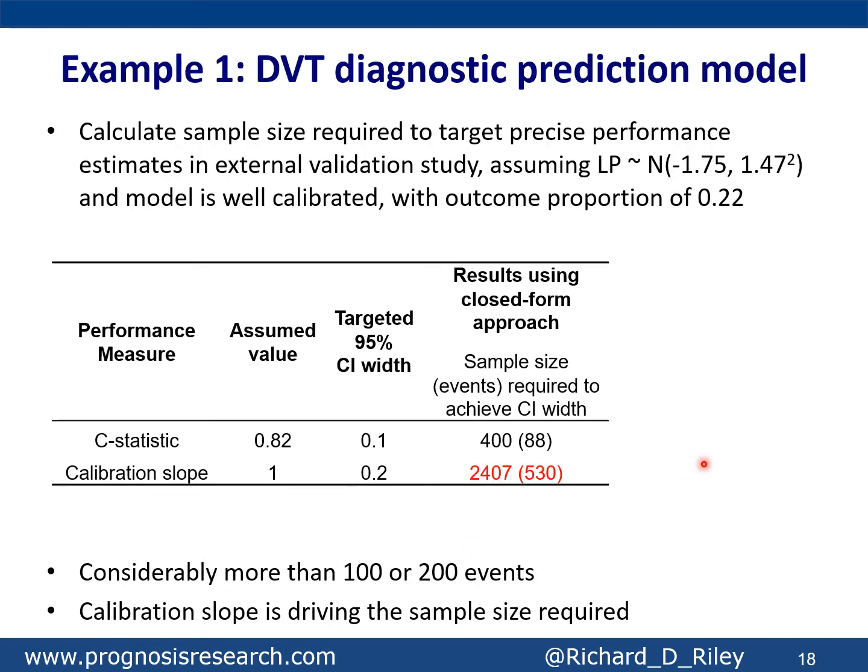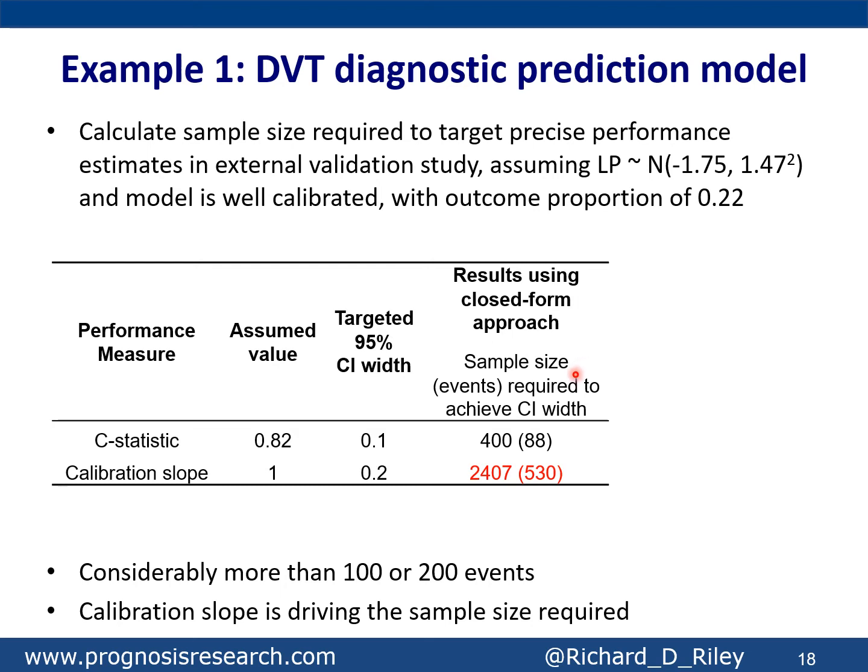Right, let's look at some examples. So the first example is a diagnostic prediction model looking at diagnosing a deep vein thrombosis. An existing model has been proposed, and the model development study reported that the linear predictor distribution was approximately normal with a mean of minus 1.75 and a variance of 1.47 squared. So what is the sample size we're going to need to precisely estimate, let's say, the C statistic and the calibration slope in a new population where we assume that this distribution holds, that the model is well calibrated, so that the intercept and the slope of the logistic regression equation is 0 and 1, and that the outcome proportion is about 22%.